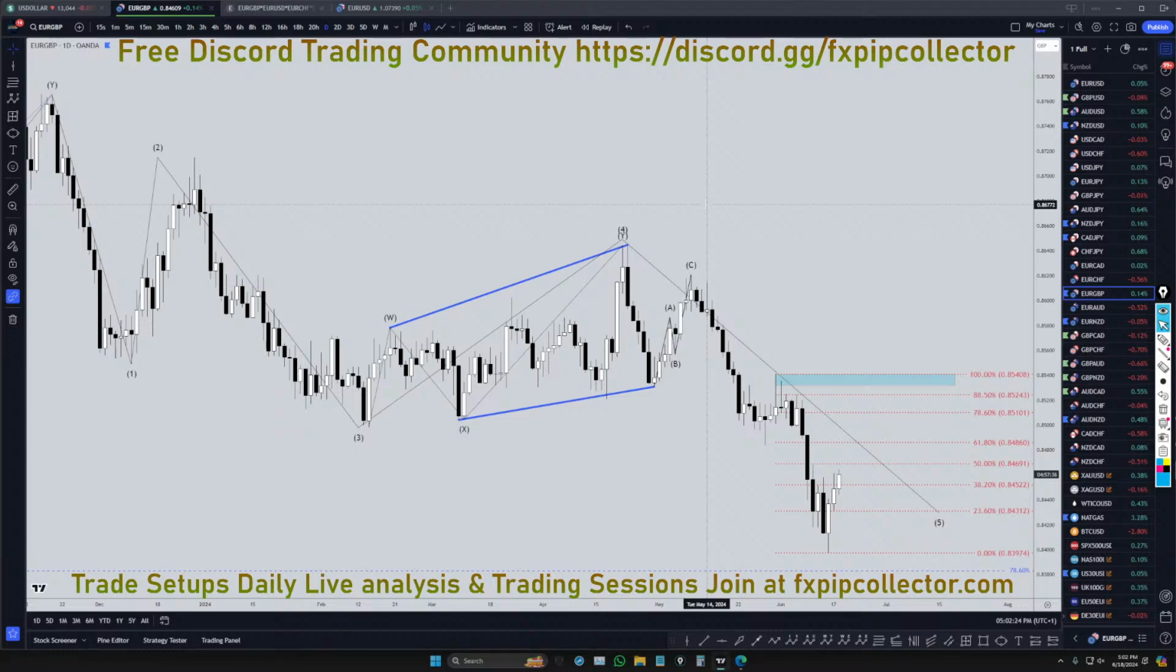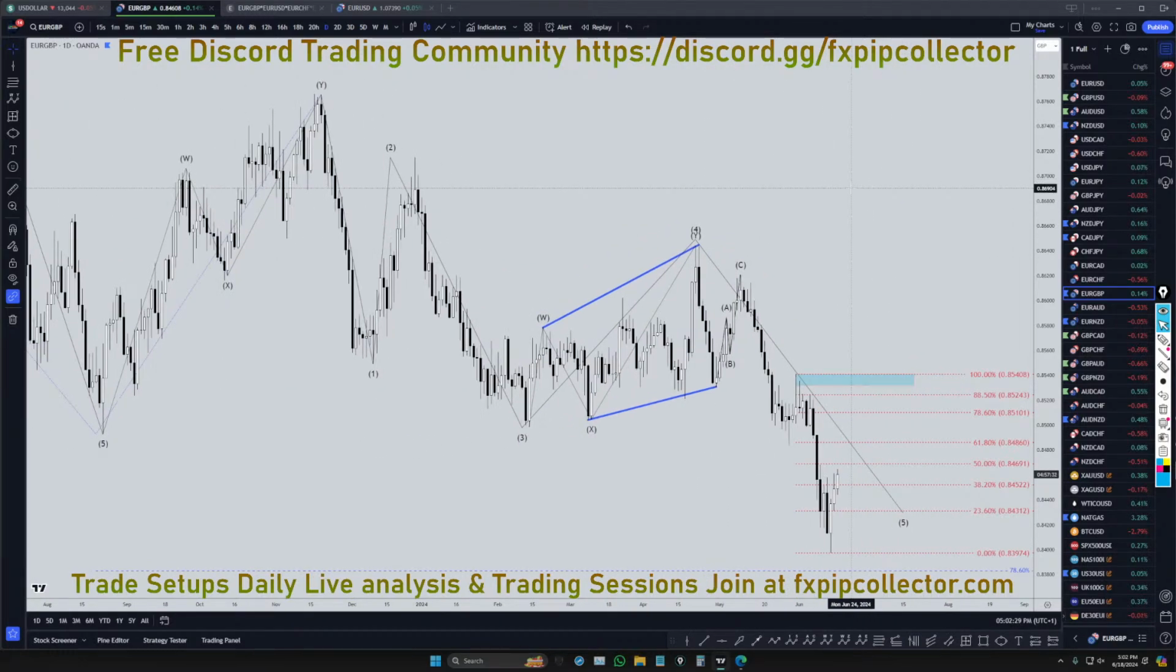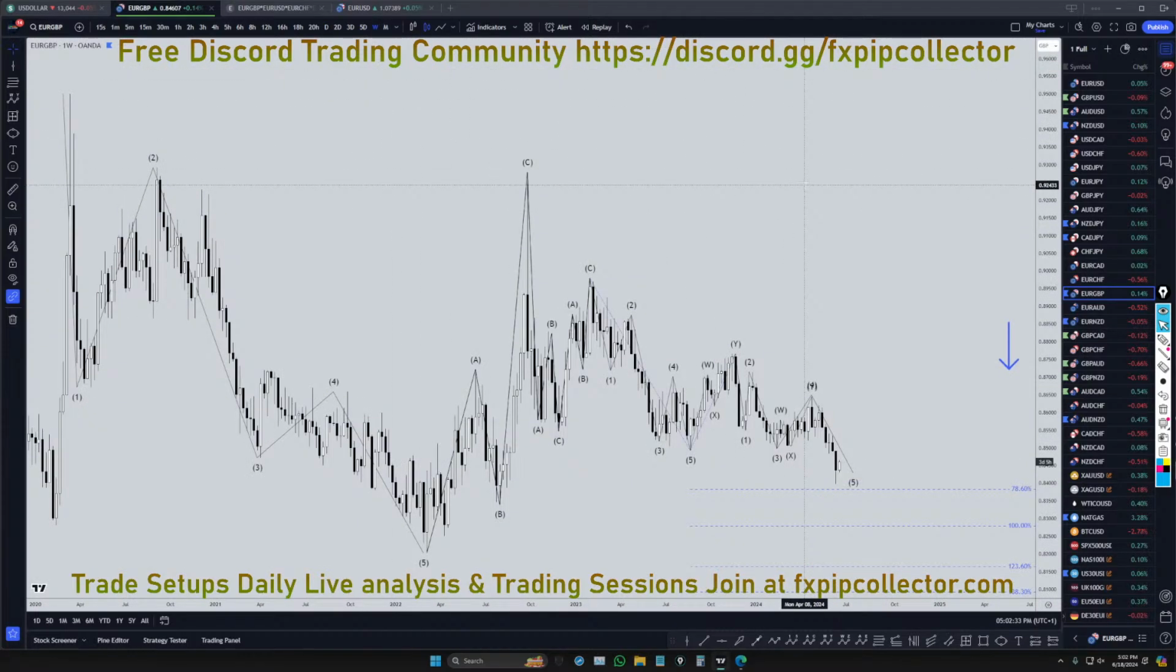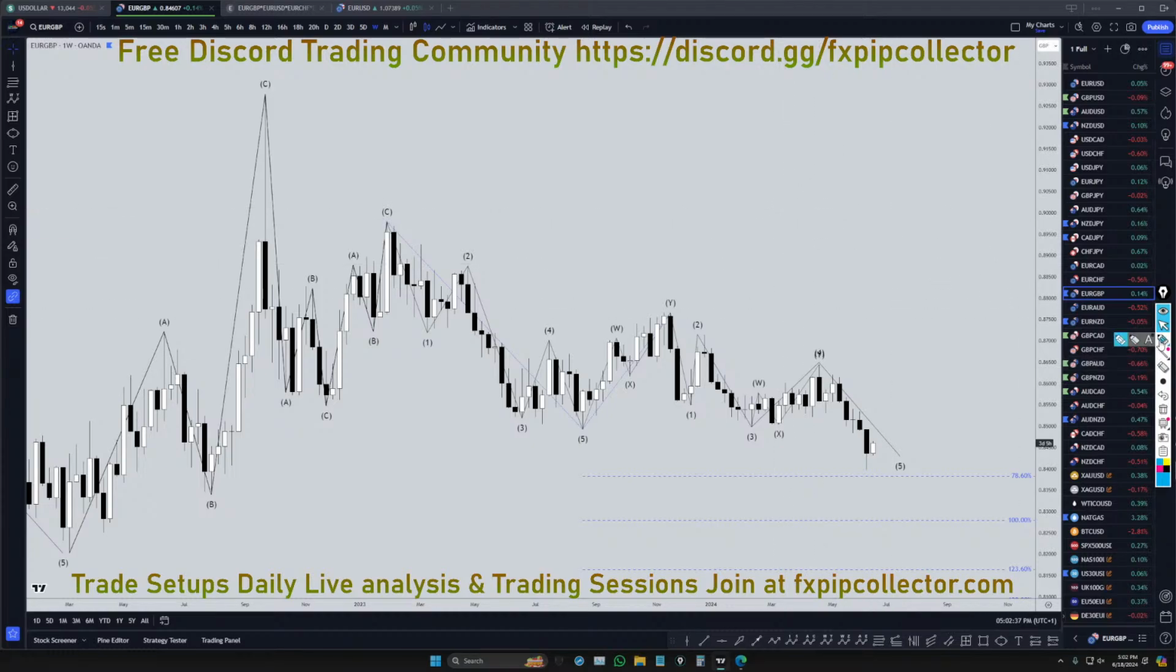I personally would still be looking primarily for shorts on the Euro Pound. Honestly, I don't really see that it's over yet. The Euro Pound is honestly kind of a terrible one to trade just because the euro and the pound are so correlated. But I actually do like this pair just because it does make some really, really nice three-wave pullbacks, which for me is awesome.